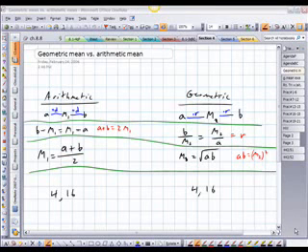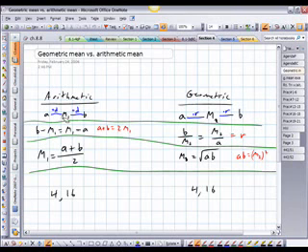I'm going to explain what geometric mean is and compare it to arithmetic mean, and then how that relates to similarity in right triangles. So first of all, with arithmetic mean, if you have two numbers, and we call them A and B, and we don't know what they are, they're A and B for now.